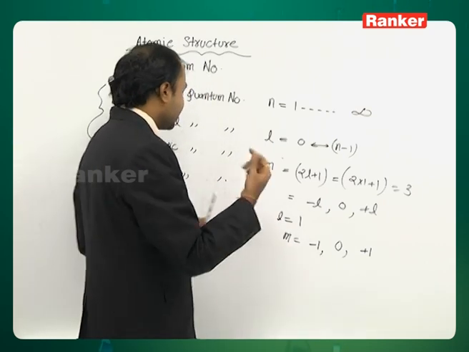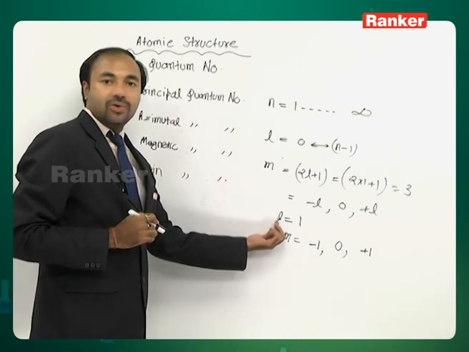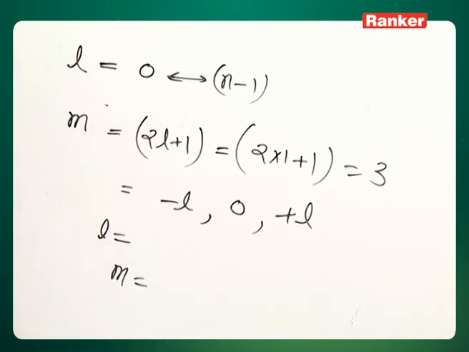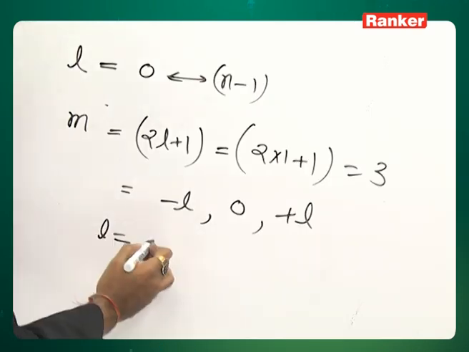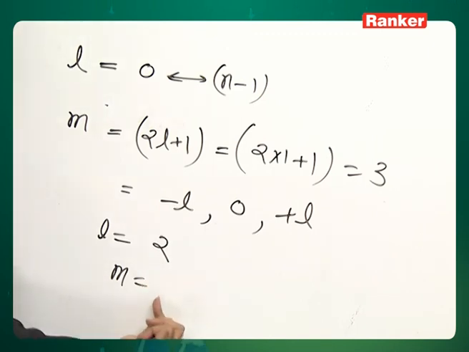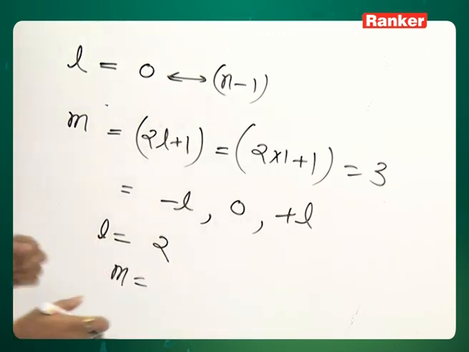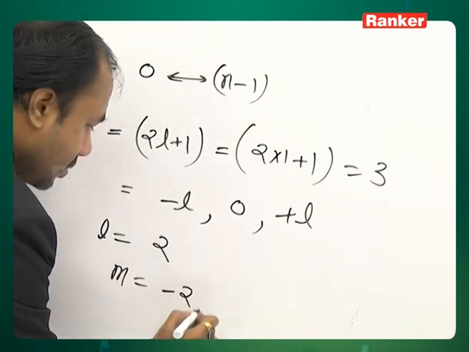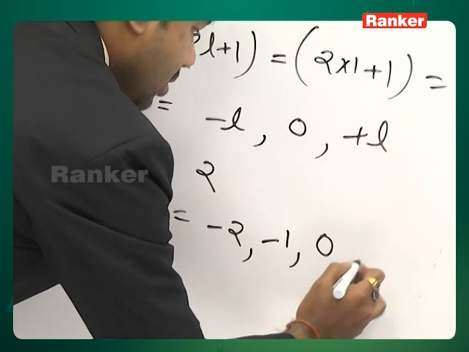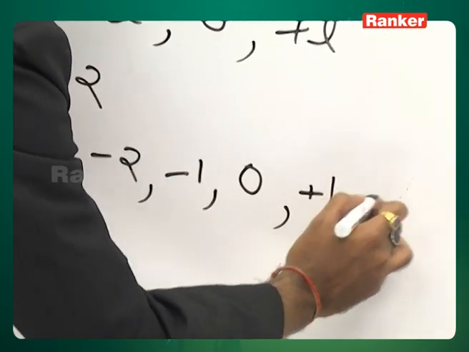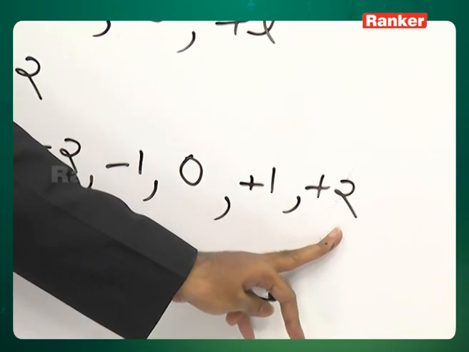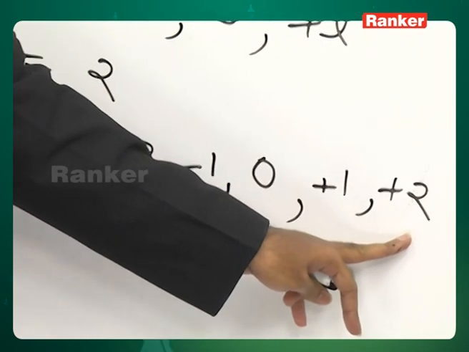See, if suppose the value of L given to you is 2, means we are talking about D subshell. So when L is equal to 2, see how many values we will have. Minus L to plus L including 0. So we will have minus 2, minus 1, 0, plus 1, and plus 2. So 1, 2, 3, 4, 5, a total of 5 values we will have.